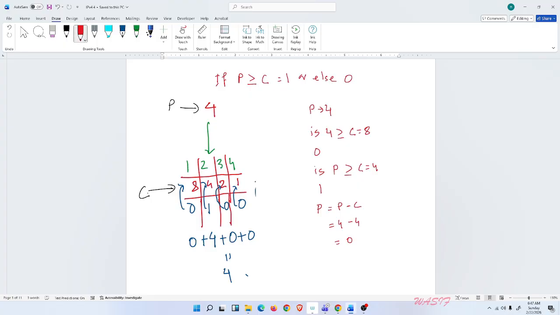Now if you look at here, 4 is greater than or equals to 8, false, is 0. So 0.